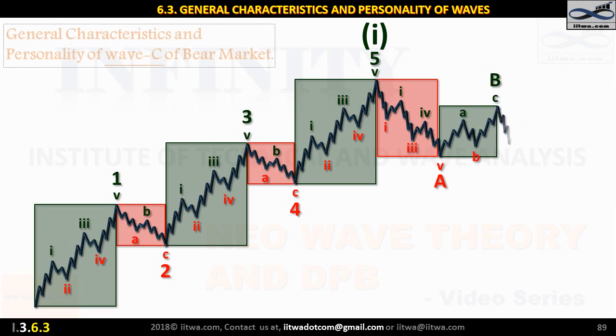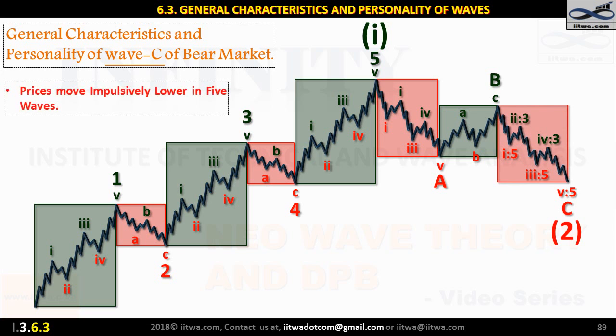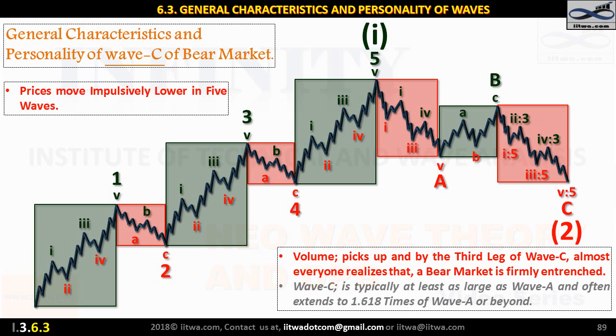General characteristics and personality of Wave C of a bear market. Prices move impulsively lower in 5 waves. Volume picks up, and by the third leg of Wave C, almost everyone realizes that a bear market is firmly entrenched. Wave C is typically at least as large as Wave A and often extends to 1.618 times Wave A or beyond.